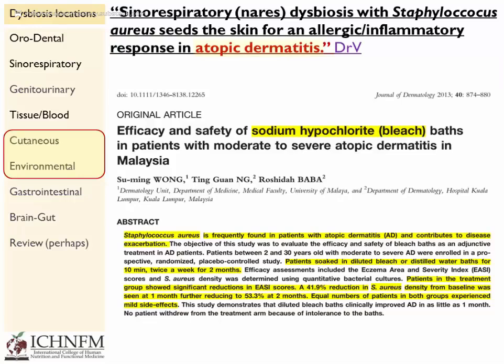Equal numbers of patients in both groups, that is the treatment group with the dilute bleach baths as well as the distilled water group, both experienced mild side effects. So obviously not too much to be concerned about if the adverse effects of dilute bleach are comparable to distilled water.